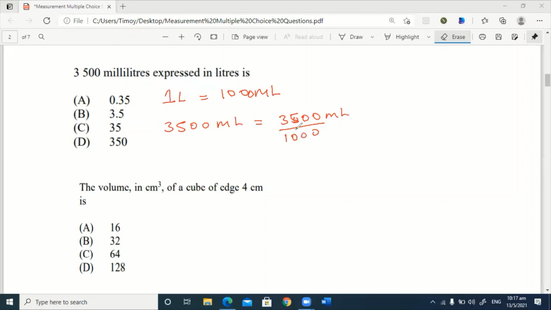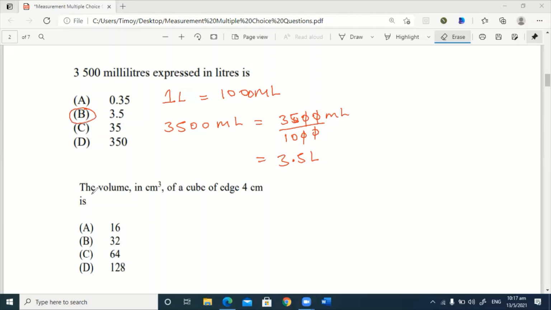Right? When we divide that out and simplify that clearly, you see the 0 will take out this one, that 0 will take out this one. 35 divided by 10 will give us 3.5 liter. All right. So our answer here is going to be B.